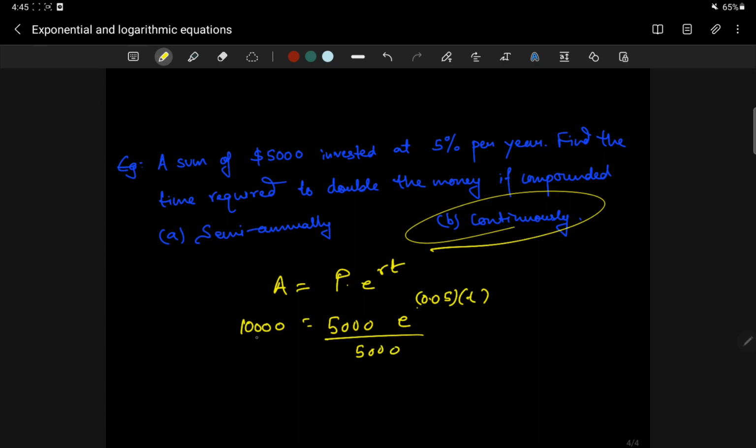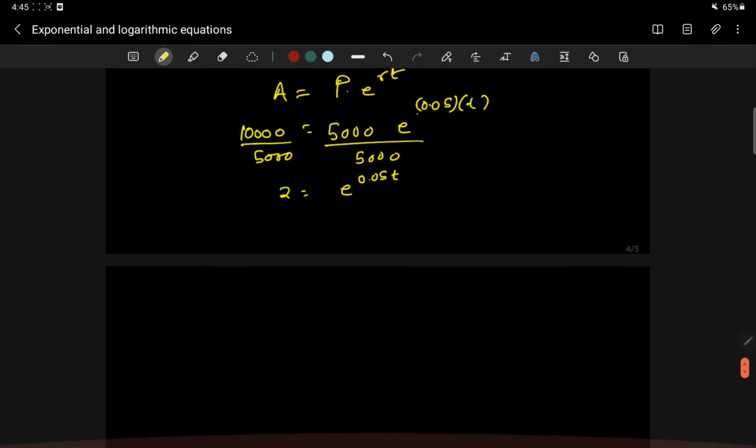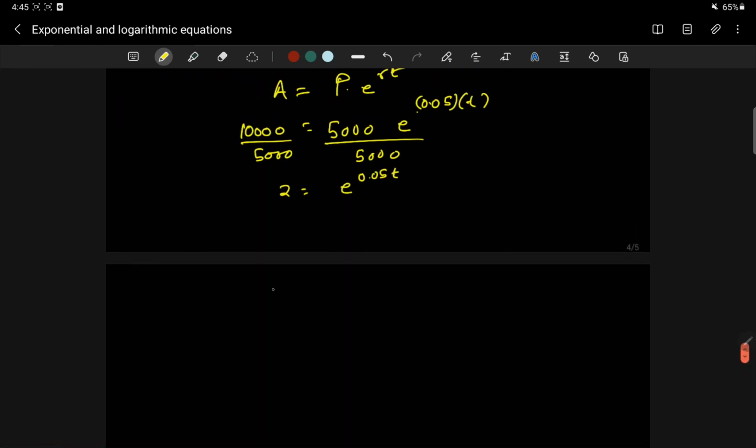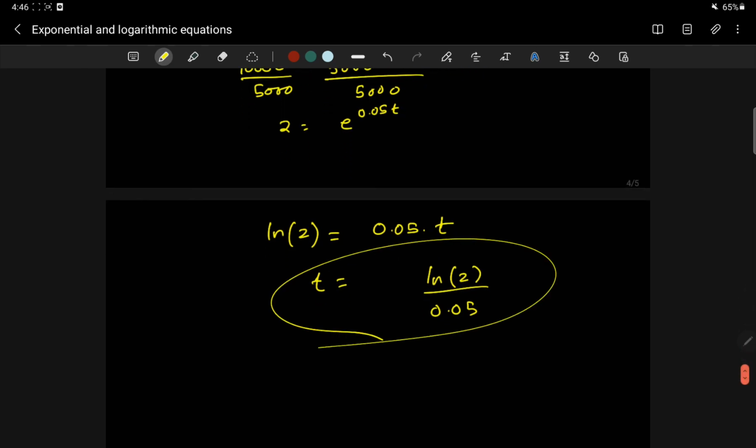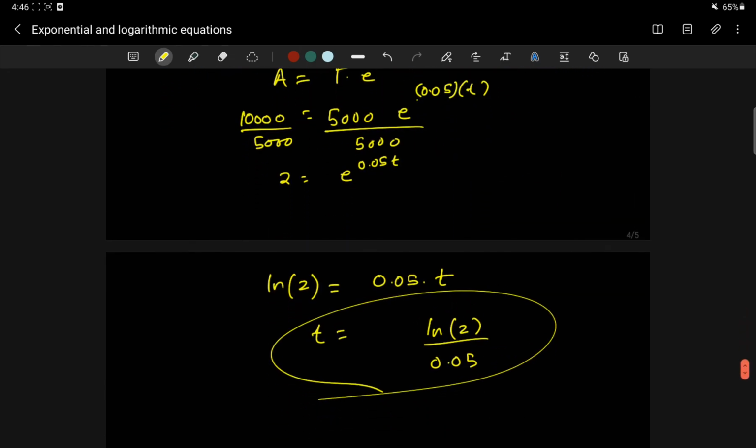So basically solving for t, I divide by 5,000. 2 equals e to the 0.05t. To solve for t, as before, I take logs. So log 2 becomes 0.05t, or t is log 2 over 0.05. You can leave that answer in that form. You do not have to use the calculator to further simplify it. Unless the question explicitly says find to 2 places of decimal or something, you don't have to use a calculator.